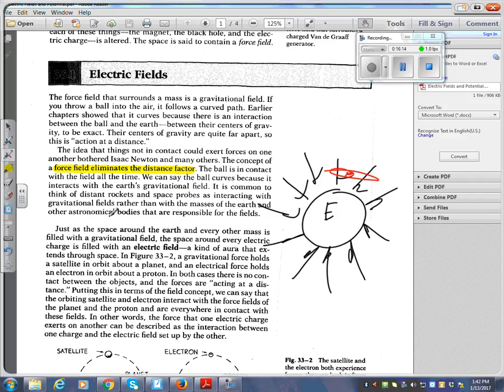Okay. Just as the space around the Earth and every other mass is filled with a gravitational field, the space around every electric charge is filled with an electric field. Every electric charge. Anything that has an electric charge has an electric field. When you pull your socks out of the dryer, they have a charge. It has an electric field. A small electric field, right? When you rub the balloon on your head, well, you do, I don't. It's charged and it has an electric field. And if you put little bits of paper, it might be attractive, right?